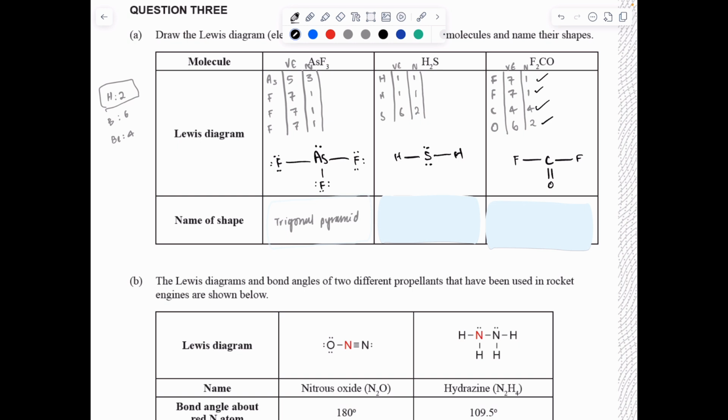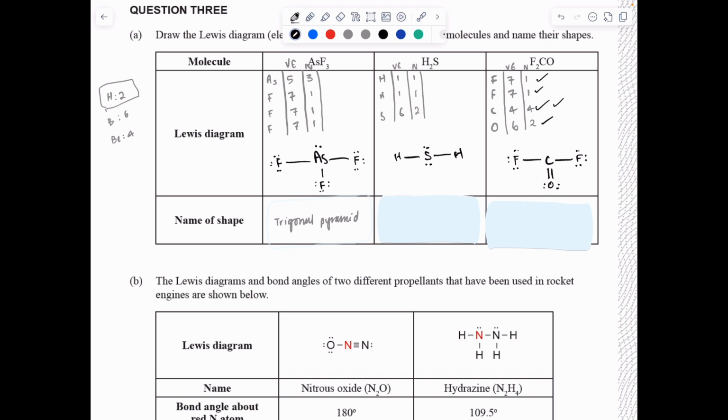So everyone's happy, but we need to check if everyone's truly happy, because we need to make sure each of these atoms has 8 valence electrons around itself. Carbon has 1, 2, 3, 4, 5, 6, 7, 8, so that's happy. Fluorine has 1, 2, so we need to add more: 1, 2, 3, 4, 5, 6, 7, 8. Do the same for the other fluorine: 1, 2, 3, 4, 5, 6, 7, 8. And oxygen has 1, 2, 3, 4, 5, 6, 7, 8. Now it's happy.